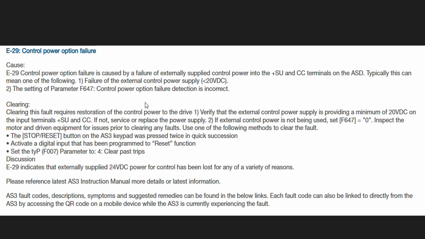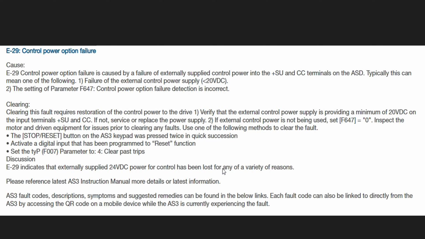there could be one more reason. That could be the terminal of the VFD on the ASD card, that could be damaged internally. And if you are not using an external power supply on the control unit, you need to check F647 and there it is mentioned 0. Normally you should not mention 0 on F647. In that situation also this error will come.